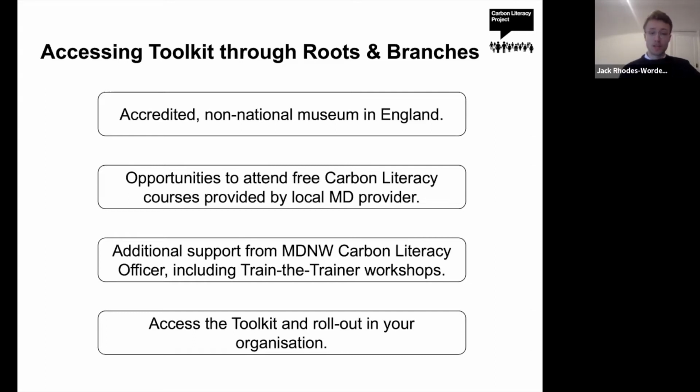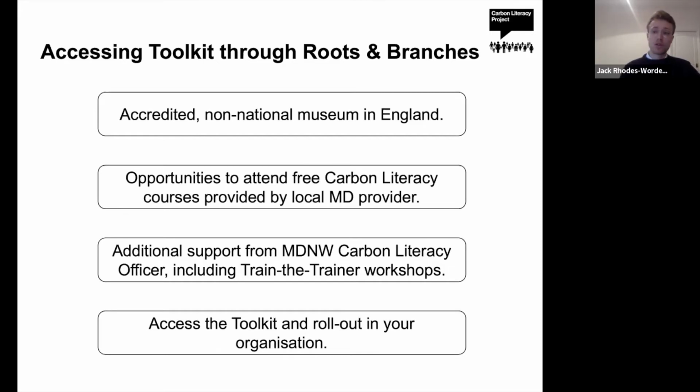The £10 per person certification fee may still apply, and it's worth checking with your museum development provider about that. Once you're carbon literate, eligible museums can also access additional support from Alison, who you just met, who is the Carbon Literacy Officer at Museum Development Northwest. Through Alison, you'll be able to access additional support, including Train the Trainer workshops, which will provide you with training skills that are specifically tailored for this toolkit. If you're interested in this, you can contact Alison at the email, which I hope is being posted in the chat as well.